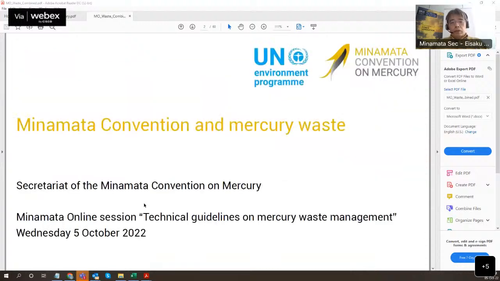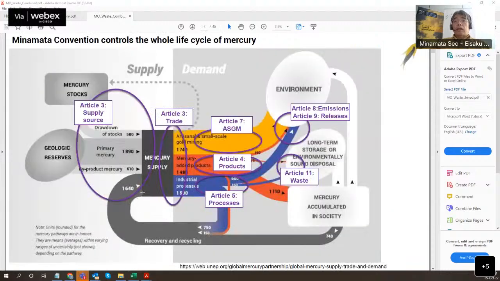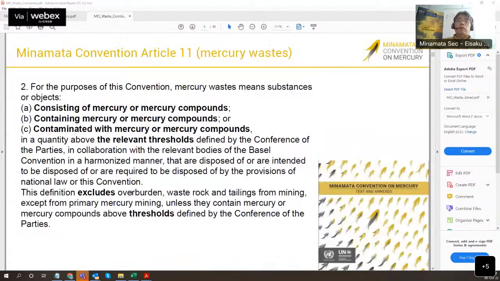So with this, I would like to jump to a bit of explanation, a reminder about the Minamata Convention and mercury waste. My first slide is to explain that the Minamata Convention covers the whole life cycle of mercury, starting with supply, trade, use, emissions, releases, and waste. Article 11 covers the waste stage of the mercury cycle. Article 11 of the Minamata Convention defines mercury waste.